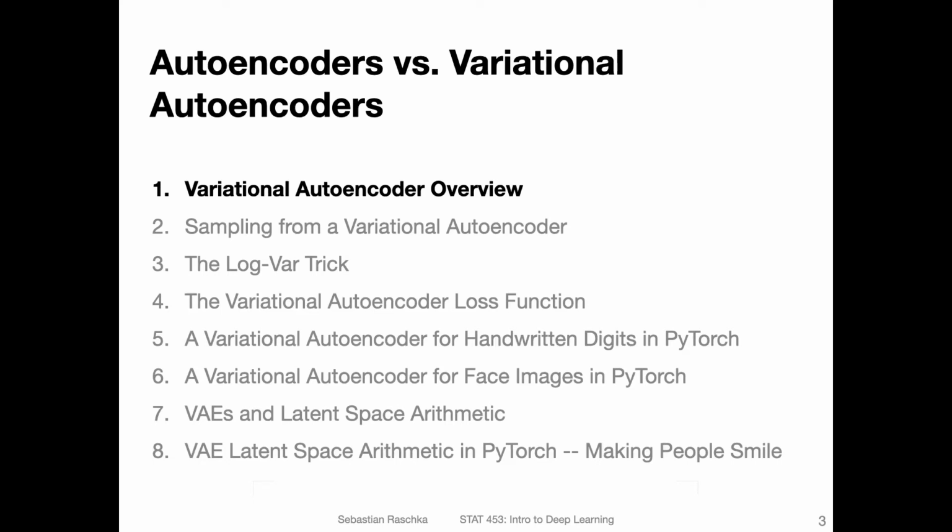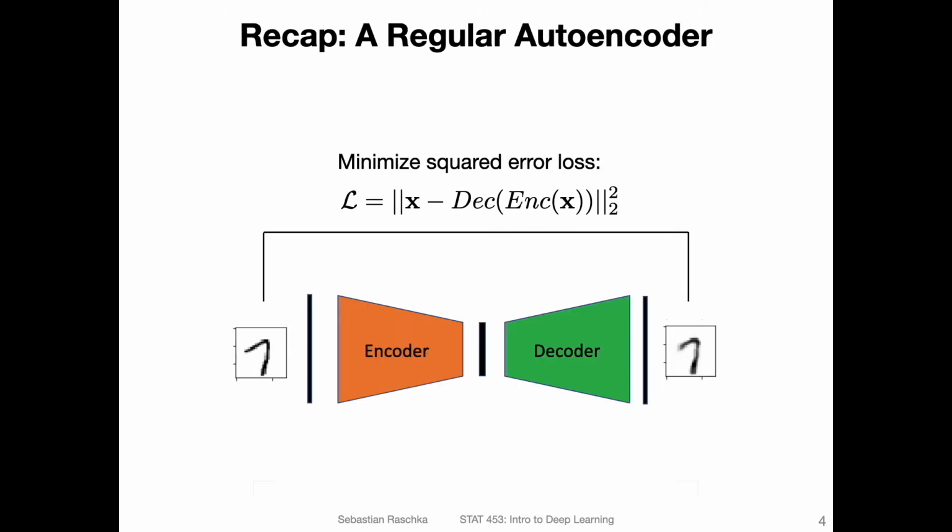All right, let's start with an overview of a variational autoencoder so that you get an idea where we are going with this lecture. And we will do that by connecting it to a familiar idea, the regular autoencoder that we already talked about last week. So here is a recap, a regular autoencoder that I showed you last week.